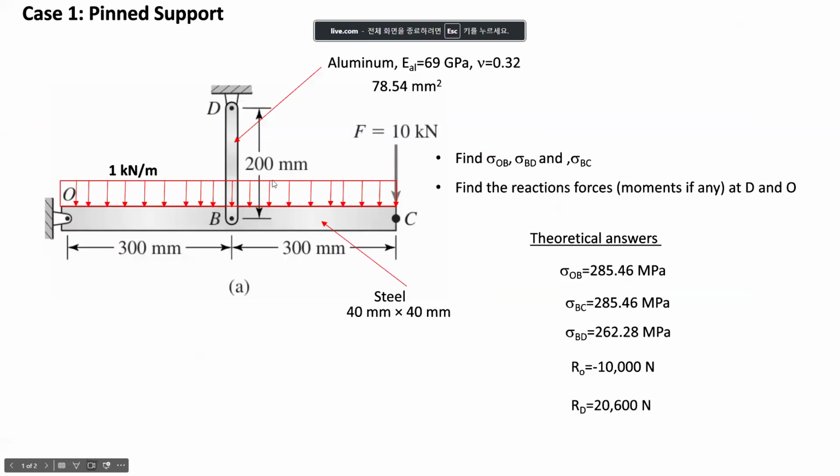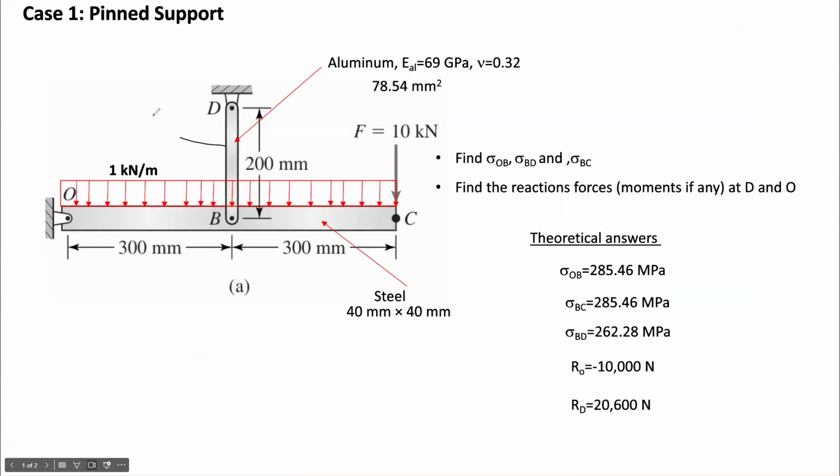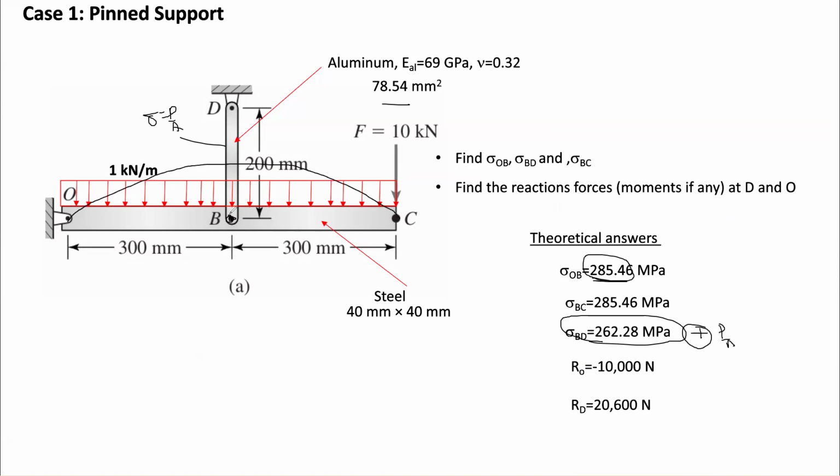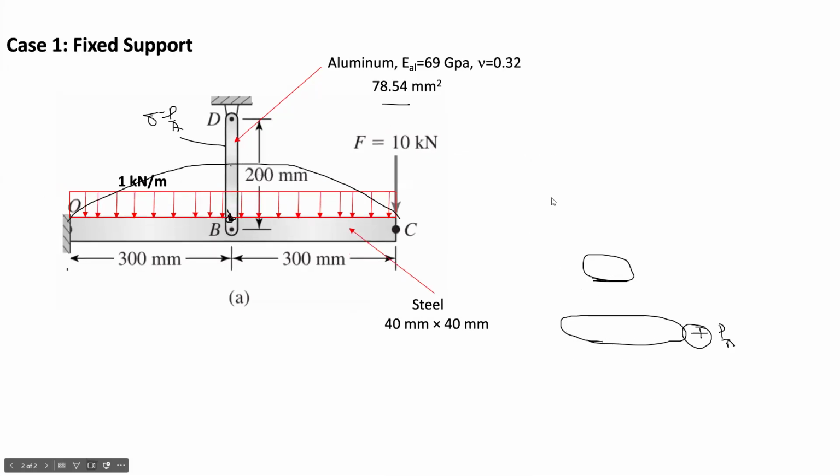These are the results, theoretical results. You can use sigma equals P by A and find the reaction here, where A is this area. Then I get about 262, so it is tensile, which is why we have plus. That is P by A. And the bending moment: maximum bending moment occurs here, and that one is 285.46. The bending stress changes like this, with the maximum bending stress here. Okay, let's see what our bending result is.